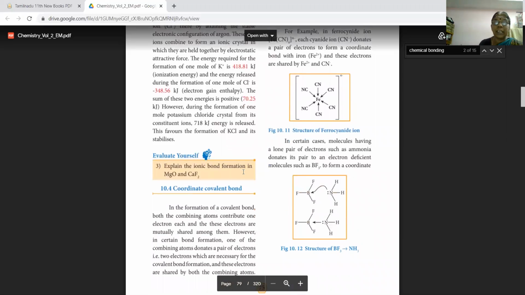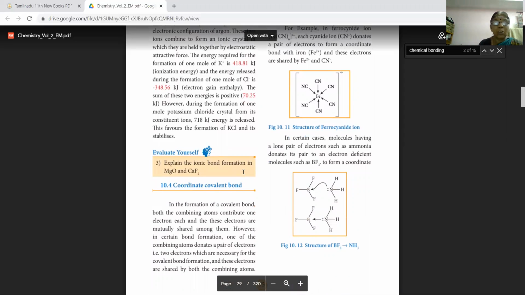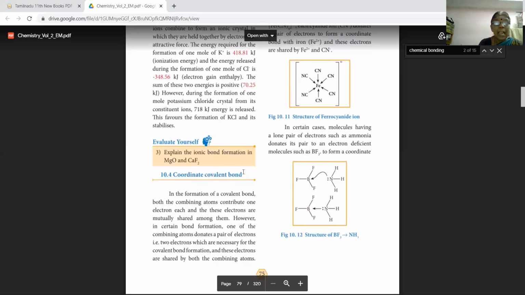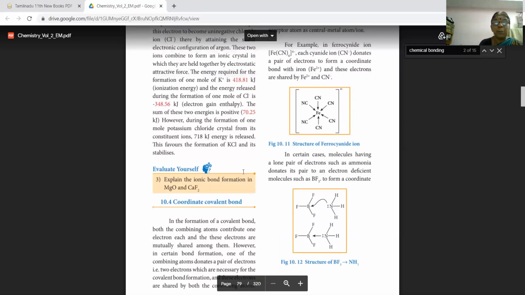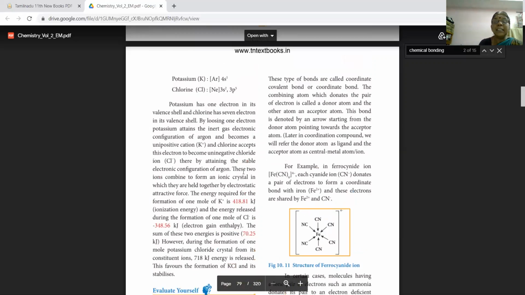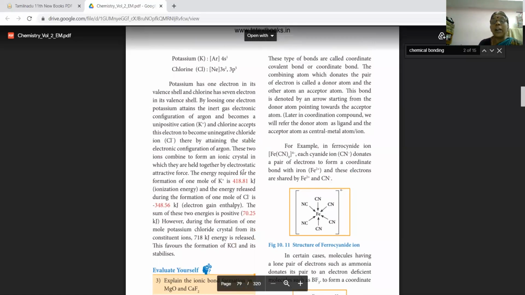Next type of bond is coordinate covalent bond. In covalent bond formation, both the combining atoms contribute one electron each, and these electrons are mutually shared among them. However, in certain bond formation, one of the combining atoms donates a pair of electrons, that is two electrons which are necessary for the covalent bond formation, and these two electrons are shared by both the combining atoms. These types of bonds are called coordinate covalent bond.